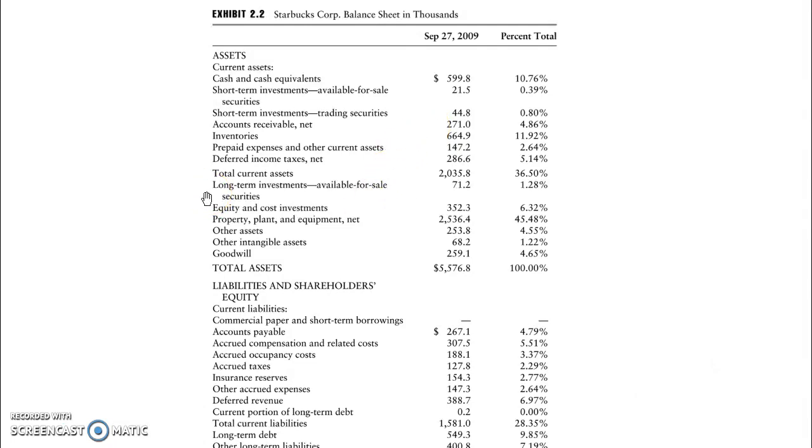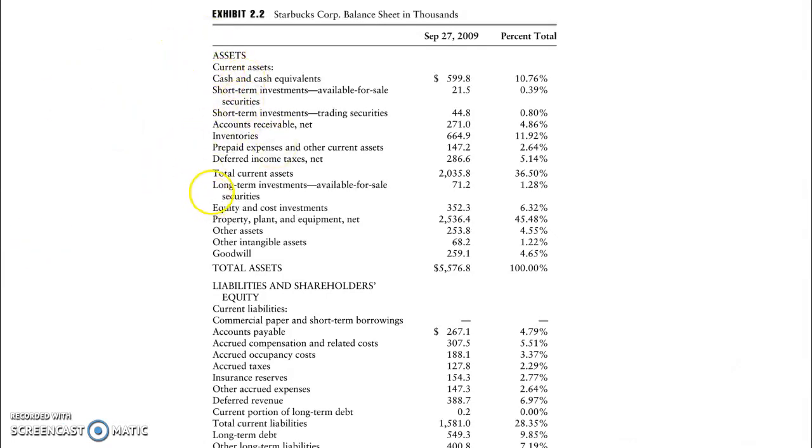Underneath total current assets are your non-current assets, also known as long-term assets. Those are things that would take longer than a year to convert to cash. So we see here long-term investments available for sale. Perhaps the company has stock in another company, or publicly traded stocks that they intend to hold for a long time. Those would be listed under long-term. Equity and cost investments. Again, that could be investments in subsidiaries, ownership of other companies.